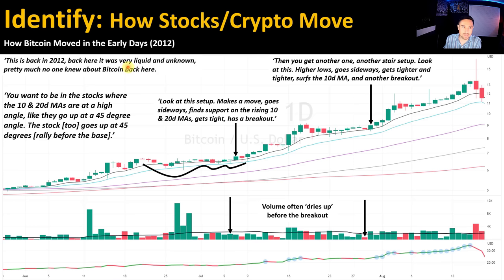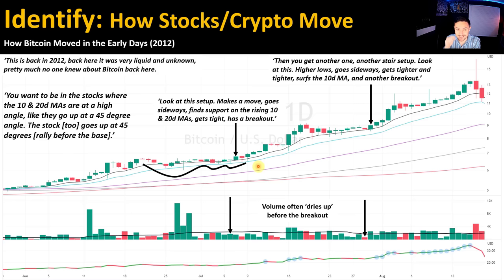Okay, so look at these setups coming through here. This is in 2012. So even when hardly anybody knew about it and it wasn't very liquid, it's still forming the same setups. It is absolutely timeless. And what's interesting is you could go back and look at charts of stocks from 100 years ago. You will see the exact same chart pattern setting up on the exact same key moving averages. It's fascinating. And this is Bitcoin.